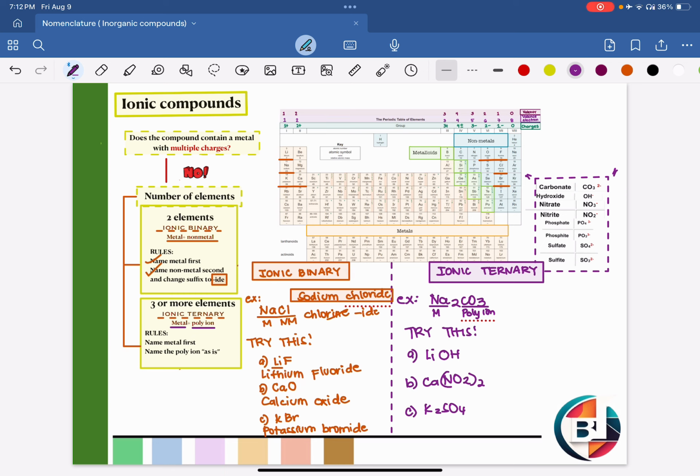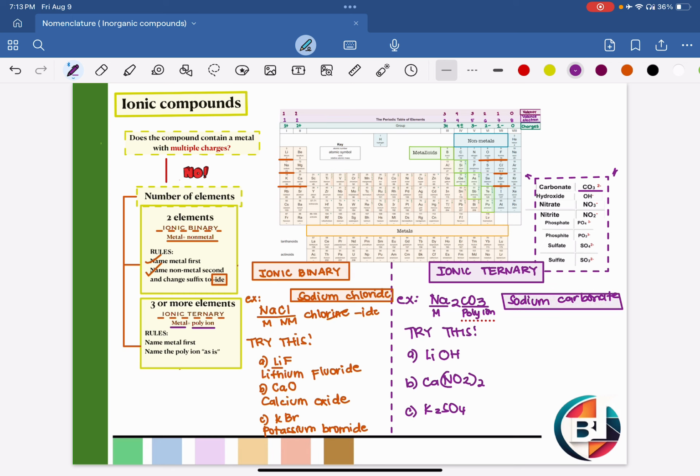So what do I mean by that? Look at Na. Na again is sodium. Then you should also have the list of your polyions. In this case, we have CO3. Your CO3 is named as carbonate. So you would have sodium carbonate. And that would be my final answer for Na2CO3.